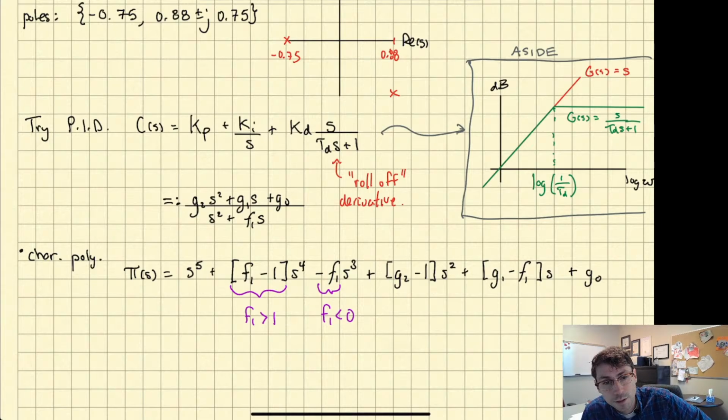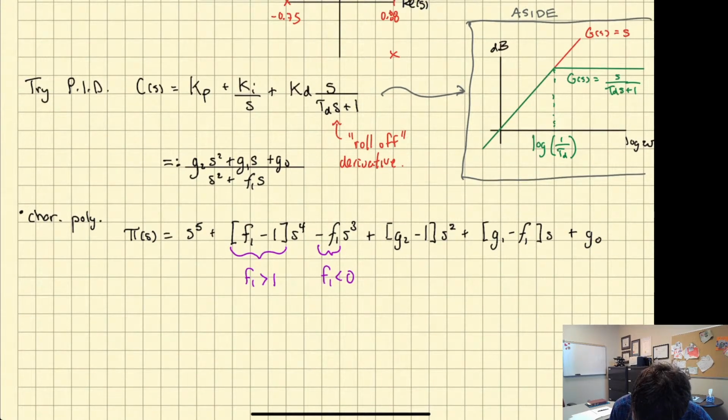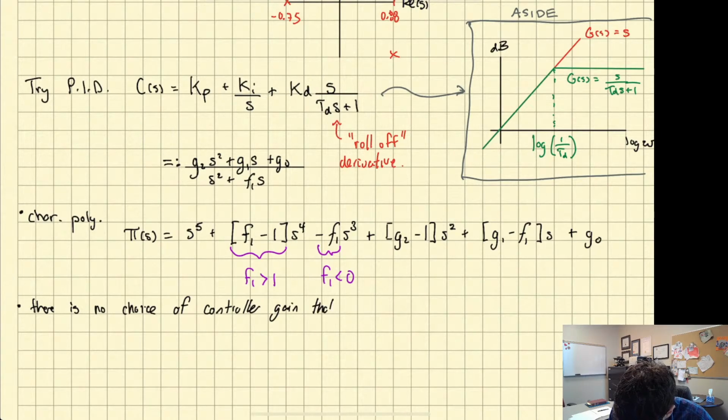So we have this conflicting constraint on the f1 parameter in our controller. We need it to be greater than 1, but at the same time less than 0. So it's not possible, which means that there's no choice of PID gains which will result in feedback stability. There is no choice of controller gain that results in feedback stability.